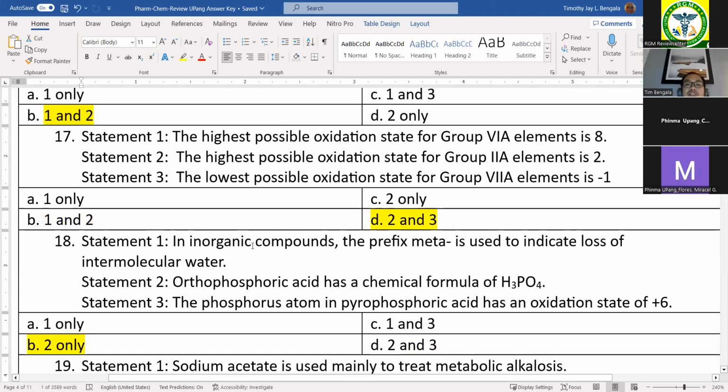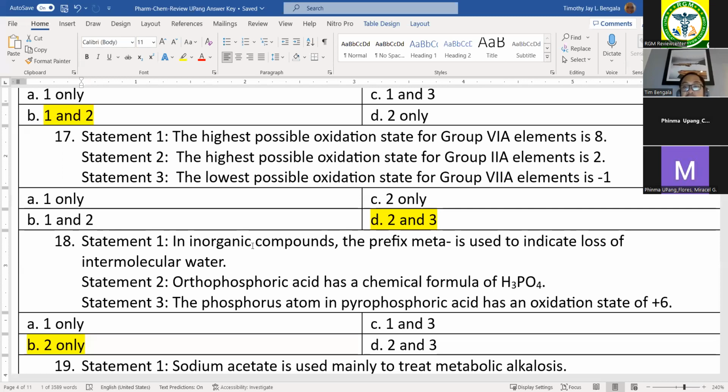The highest possible oxidation state for group 6 elements is 8. So that is incorrect. Kasi nga, kung 6 siya, 6 valence electrons. So yung kaya lang ipamigay is 6 electrons. Okay? So that means the highest possible oxidation state would be 6 for statement number 2.